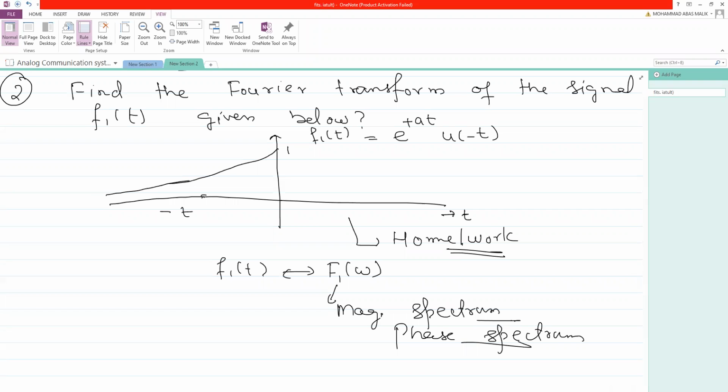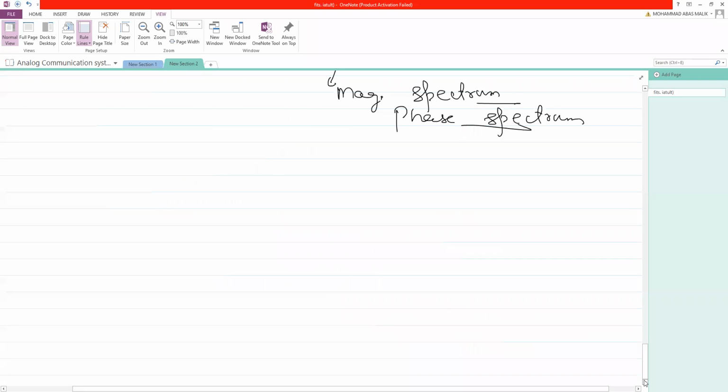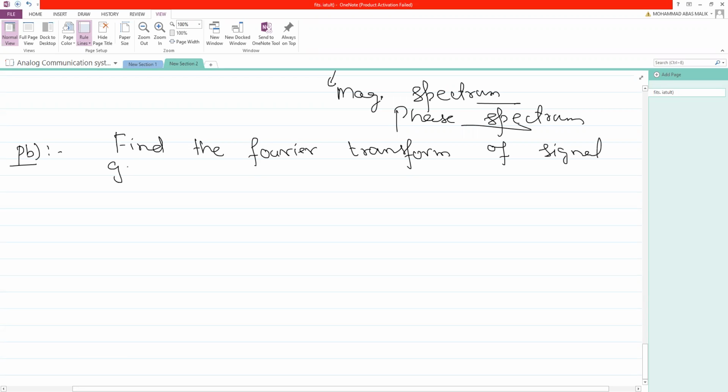So we have one more signal, because a few basic signals, then we will start with the communication media. So one more signal. Just write down. Find the Fourier transform of the signal given below in the graph.